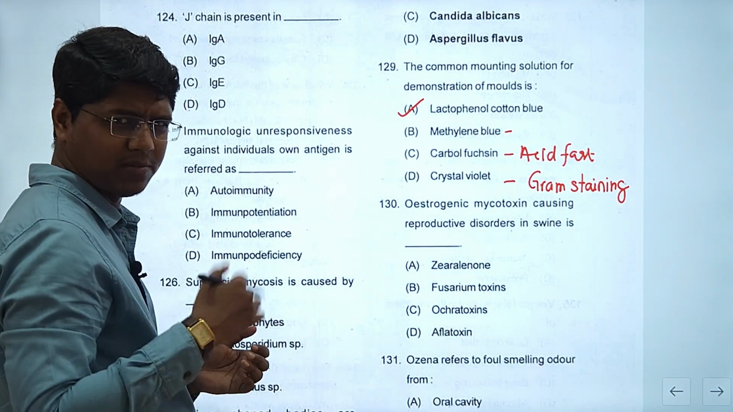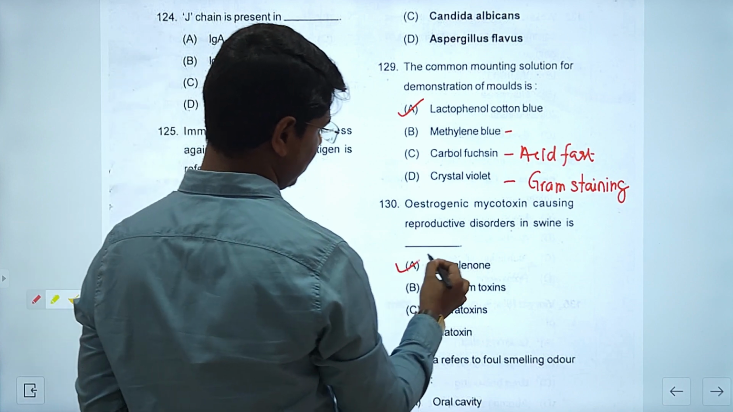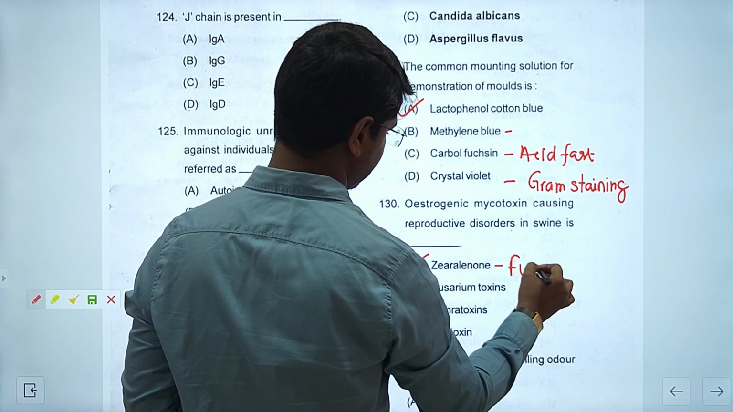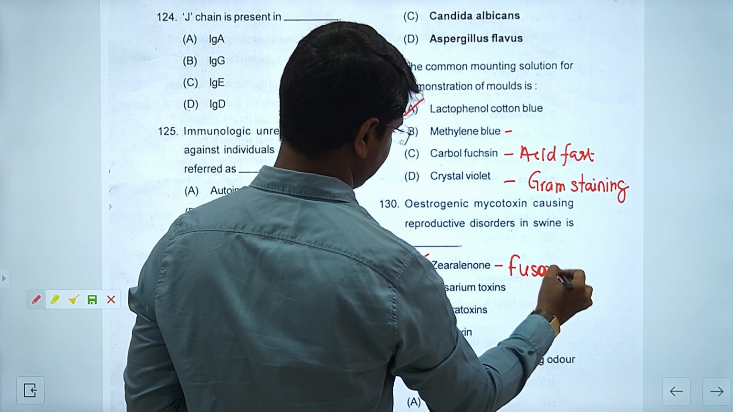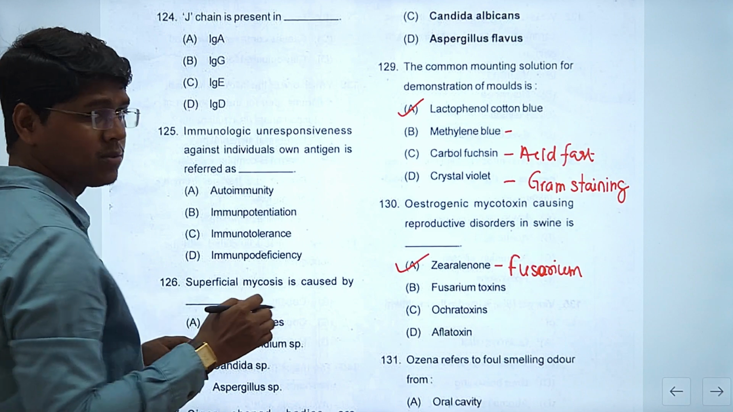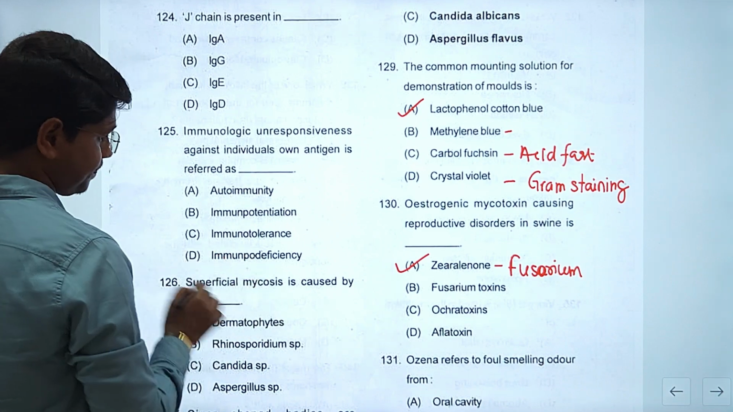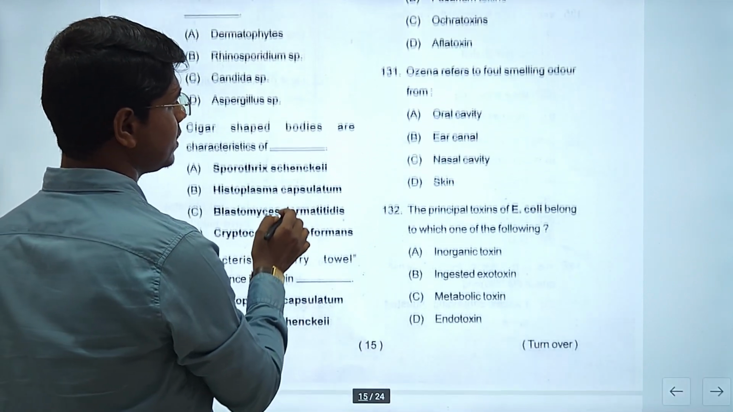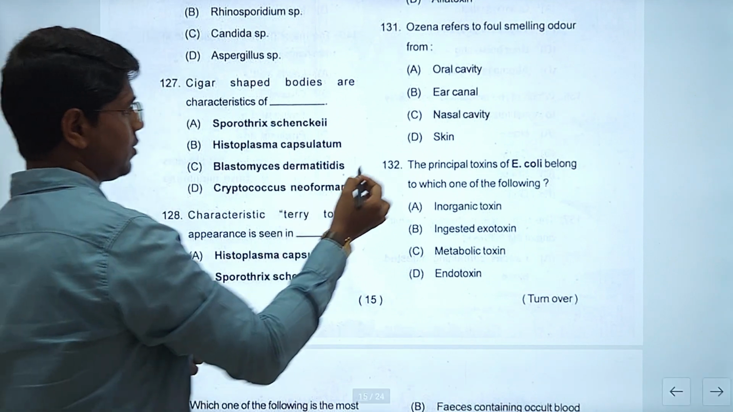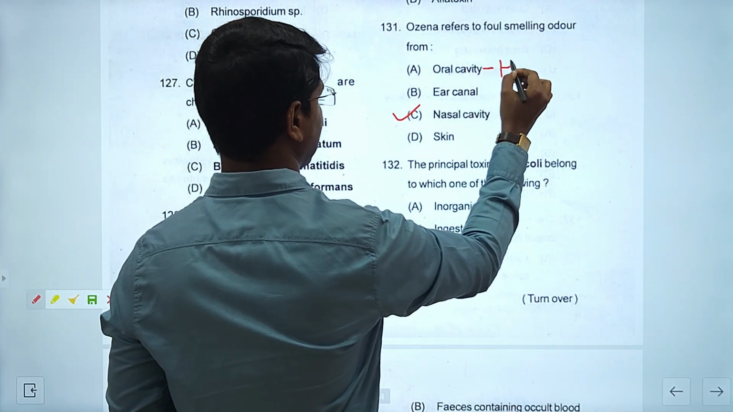This question came in previous year also. Zearalenone. It is secreted or produced by one of the Fusarium species fungus. Okay, it causes vulvovaginitis. Ozena refers to the foul smelling odor of the nasal cavity. That too of the oral cavity is known as halitosis.